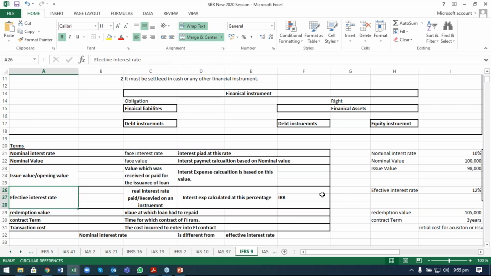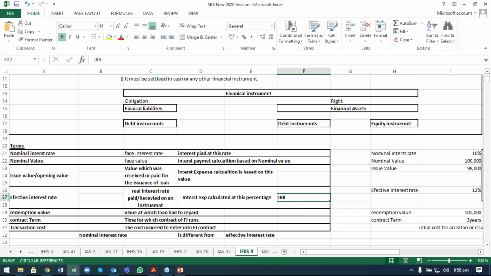Effective interest rate is what? Effective interest rate is the internal rate of return of that document. That is the real interest rate on the basis of which you are paying against that loan. On the basis of this, you are charging an interest expense to the profit and loss account. So interest expense should always be calculated on this percentage. And how should this effective interest rate be calculated? It should be calculated based on IRR.